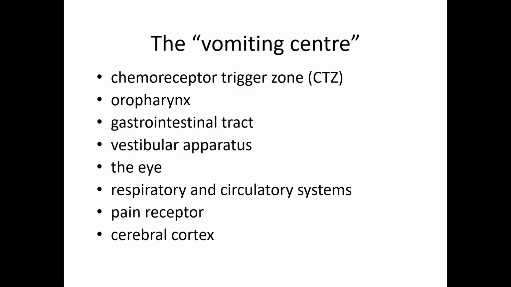If the cerebral cortex also is involved, cortex is under conscious control. So if someone sees something they don't like, for example, they don't like a certain food, they can vomit, or they don't like a certain person, they can vomit, or whatever is the trigger, that one is part of the cerebral cortex. So now there are many drugs that we can use to do this.